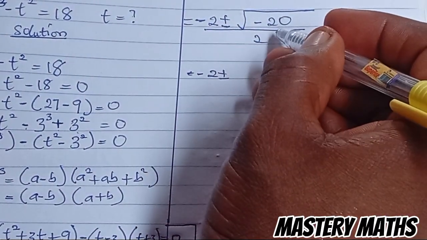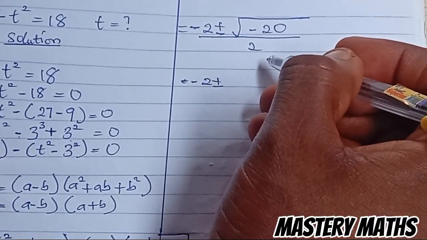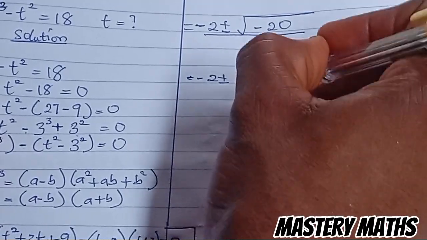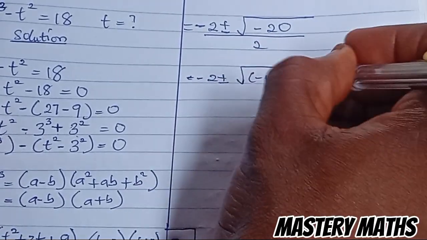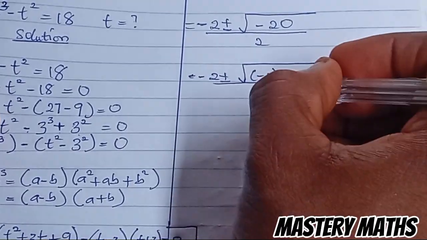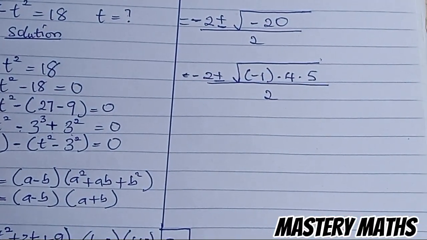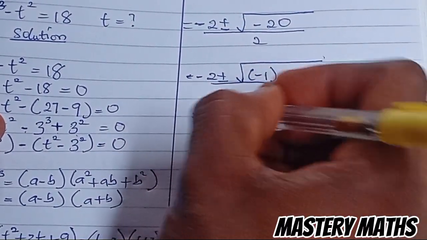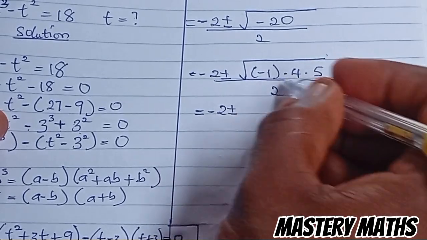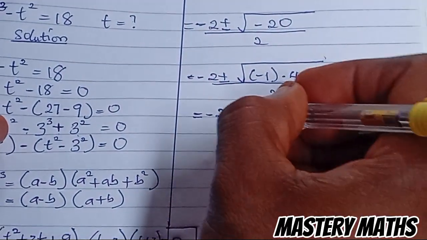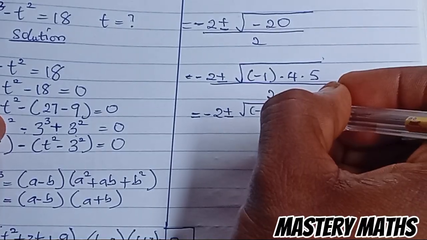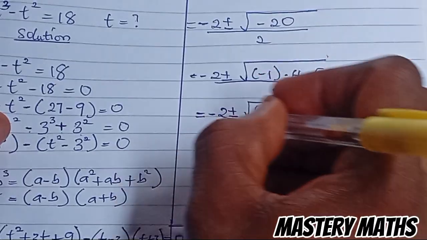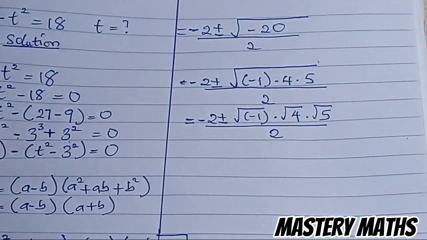Then you have, we're going to separate this minus 20. We'll split it into different factors, which will be minus 1 times 4 times 5 all over 2. See it now? Now what should be the next thing again? Now you have equal to minus 2 plus or minus. Now we're going to split this using the root to share among them, to be root minus 1 times root 4 times root 5, then all over the 2 which we have here.